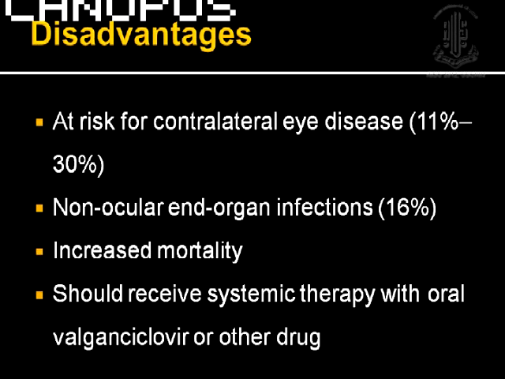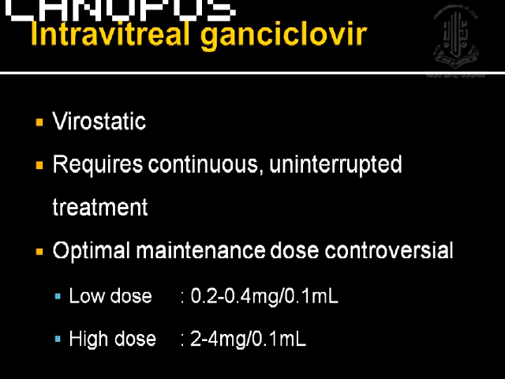Disadvantage, because they're given only in one eye, there is a risk for contralateral eye disease in about 11 to 30%. You also develop non-ocular end-organ infection in 16%. So all patients should receive systemic therapy with oral valganciclovir, which is very important, or with any other drug like IV acyclovir. The most commonly used drug is intravitreal ganciclovir.